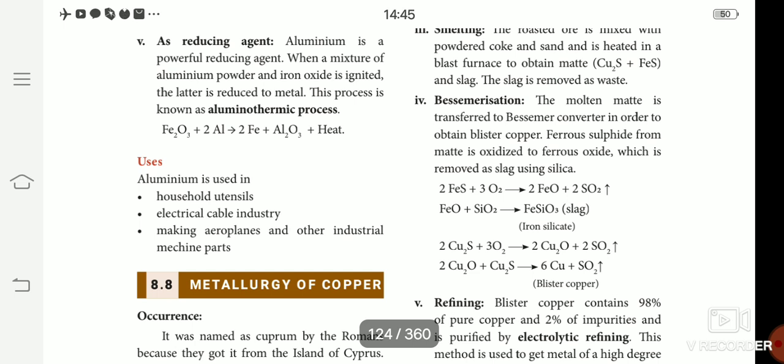Then ruby copper reacts with copper glance. So the first reaction: copper glance reacts with oxygen to give ruby copper. The next reaction: ruby copper reacts with copper glance to give blister copper. So Cu is separated, the extraction of the metal Cu. This is the Bessemerization process.